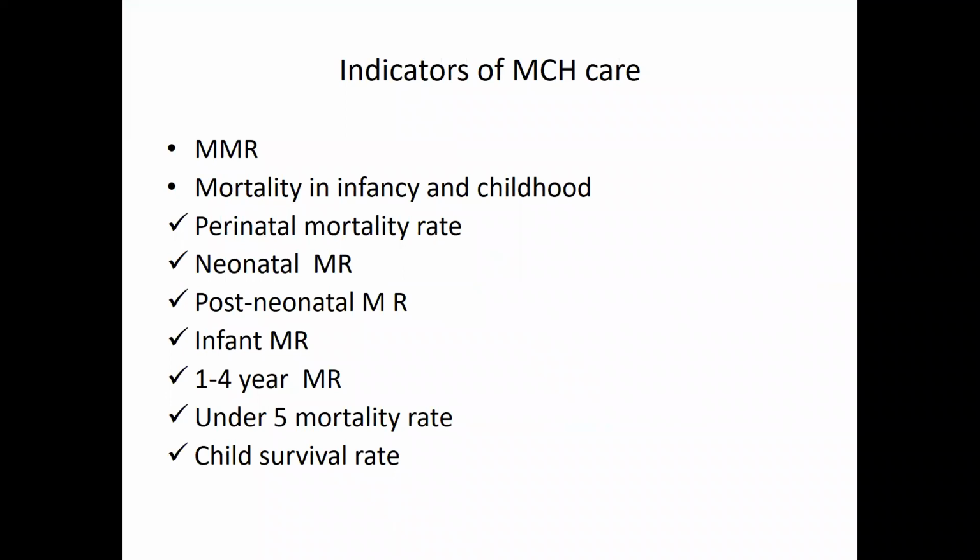Indicators of maternal and child care: the MMR, mortality in infancy and childhood, perinatal mortality, neonatal mortality, post-neonatal, infant, 1 to 4 year, under 5, child survival rate. These are only for short notes. Sometimes you might see them in the written exam as a short note, so not more than this.